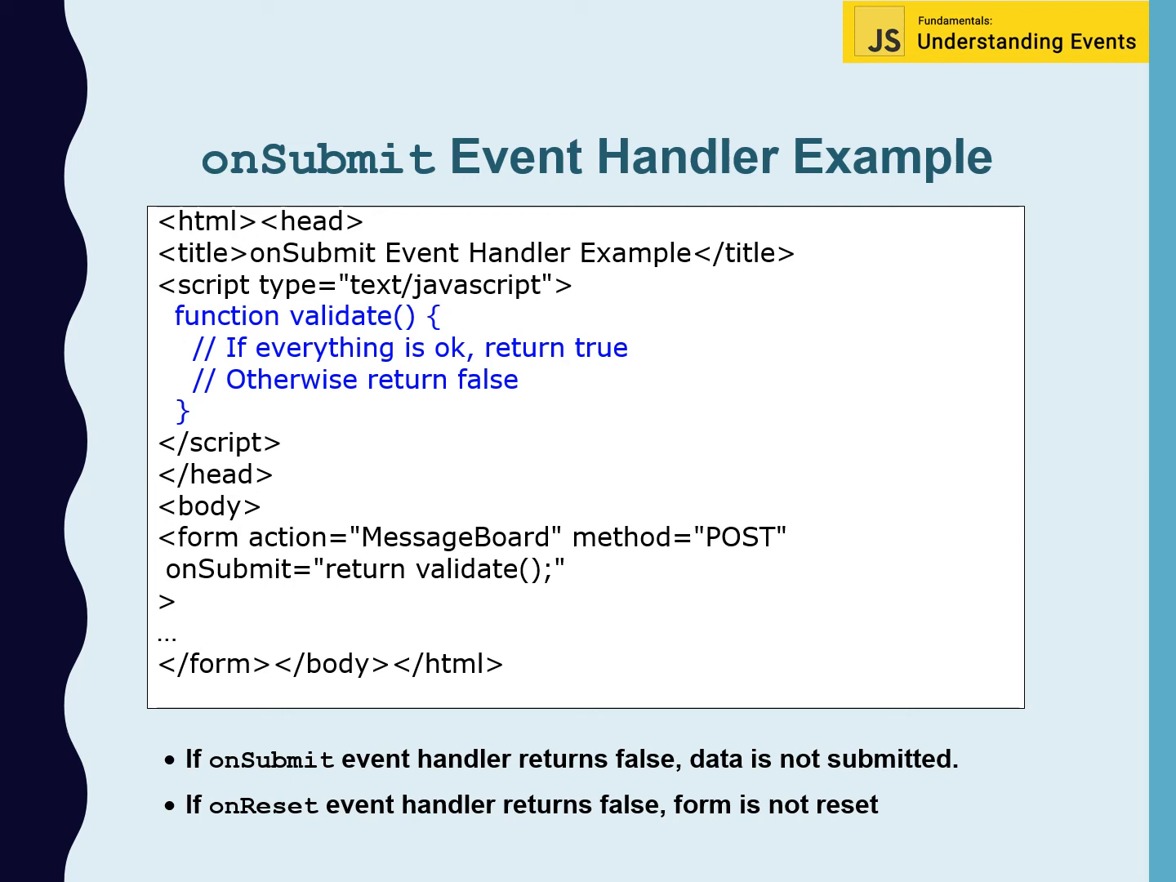So if the onsubmit event handler returns false, data is not submitted. If we click the submit button and the onsubmit event handler has a false value, the data is not submitted. If the onreset event handler returns false, the form is not reset. We can also specify an onreset event for the corresponding form. If the onreset function has a false value, we are not able to clear the corresponding form. So this is about onsubmit and onreset.